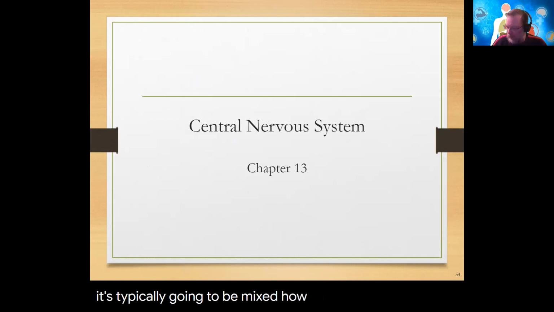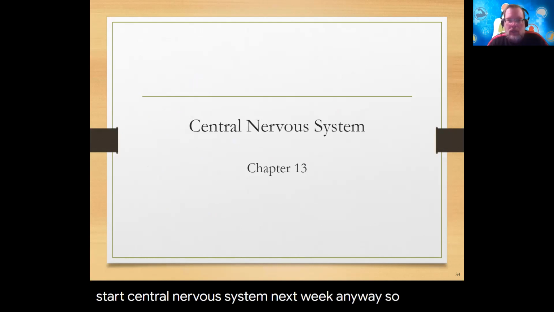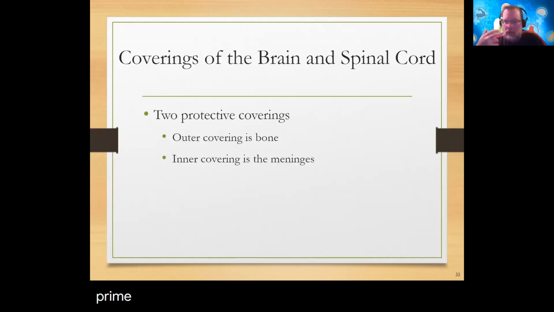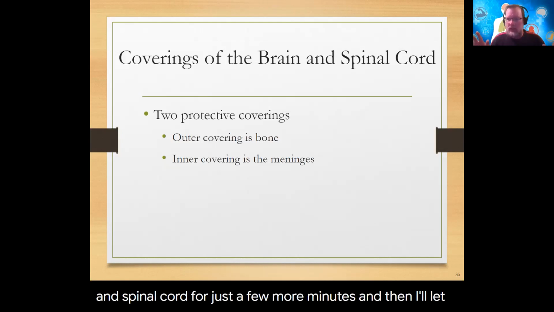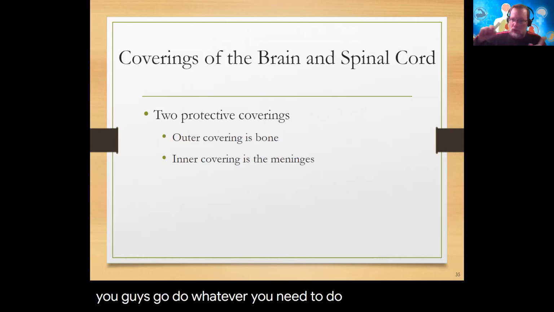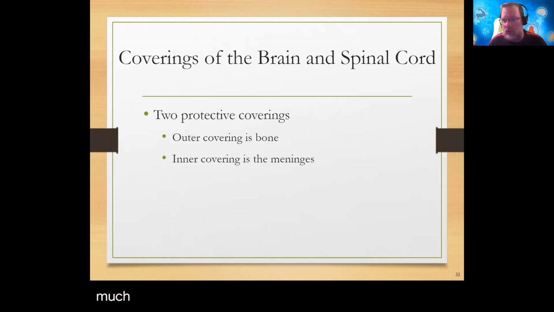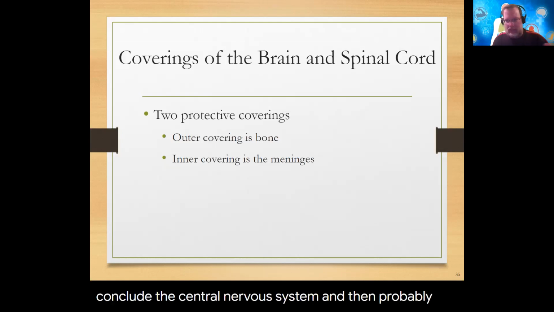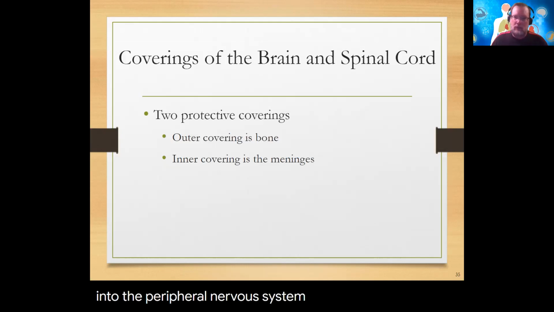Holy cow. Let me zip through a couple of things here. My plan really was to start the central nervous system next week anyway. But I do want to discuss just a couple of items real briefly. Primarily the meninges, or the coverings of the brain. We're going to focus on brain and spinal cord for just a few more minutes, and then I'll let you guys go do whatever you need to do. And then Tuesday, we're going to pretty much conclude the central nervous system, and then probably get into the peripheral nervous system a little bit as well.